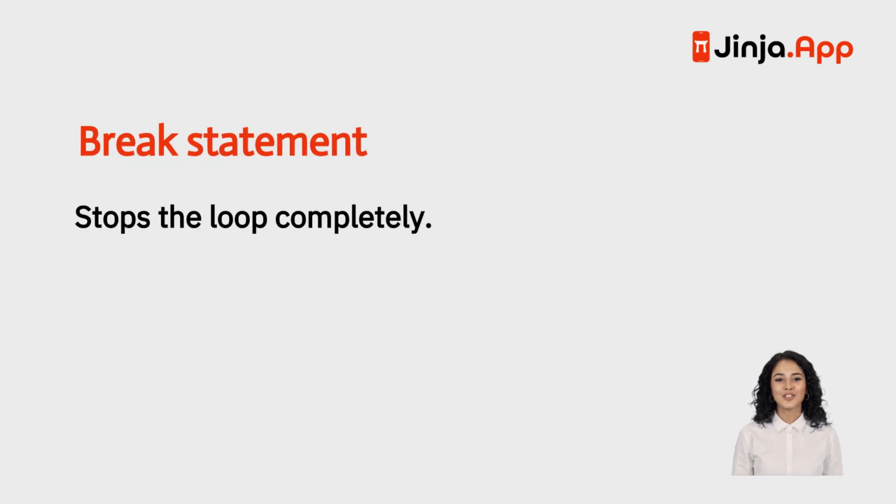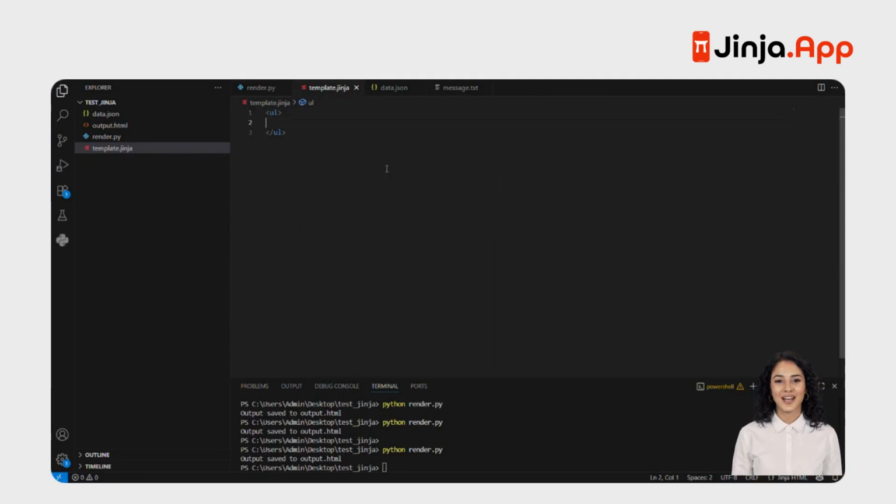While continue skips just one item, break stops the entire loop right away. That means no more items will be processed after it. For example, you can use break with loop.index to only show the first few users and ignore the rest. Let's write an example for break.